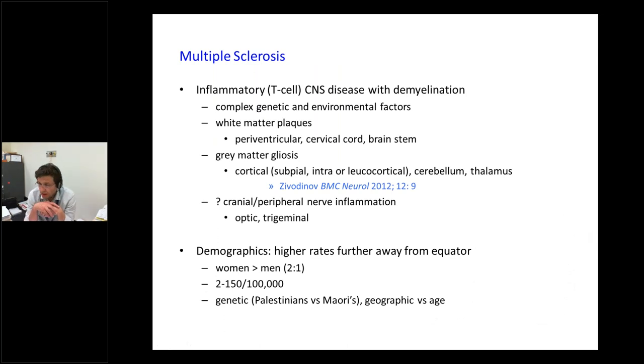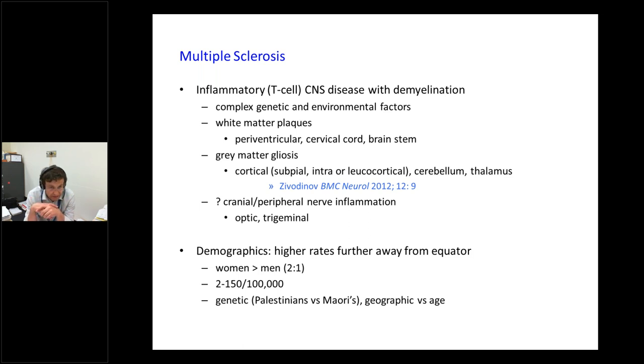So MS is an inflammatory central nervous system disease with resultant demyelination. It would appear to be complex, with both genetic and environmental factors involved. There may be a trigger, or triggers for those at risk.